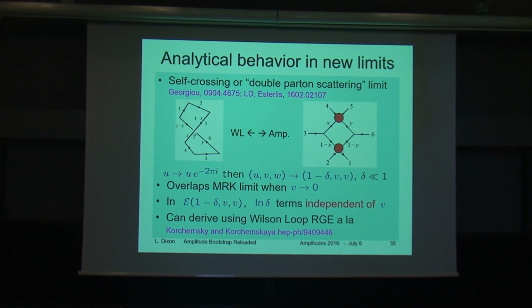And in the Wilson loop, it corresponds to folding the hexagon over so it almost intersects. And there's a specific way that you get into this kinematic region. It happens to overlap the multi-Regge limit at one end, but it's an independent limit in its own right. It has some very interesting properties, like the singular terms are totally independent, in this function, of what value of V you're in. And you can derive some of these relations using Wilson loop renormalization group equations similar to those found by Korchemsky and Korchemskaya a long time ago.